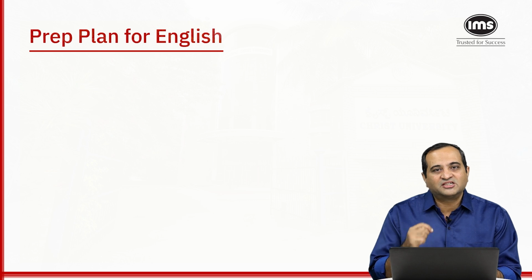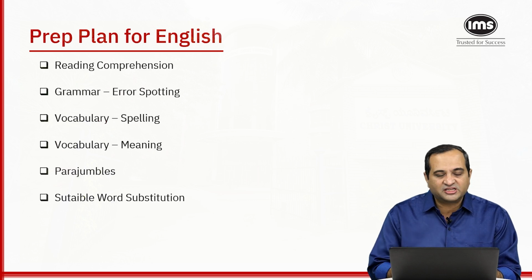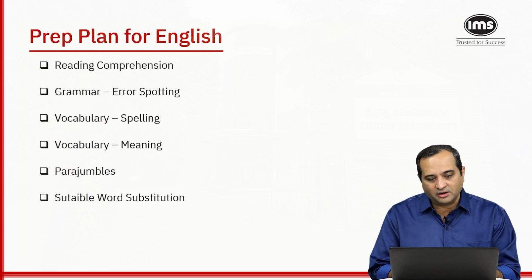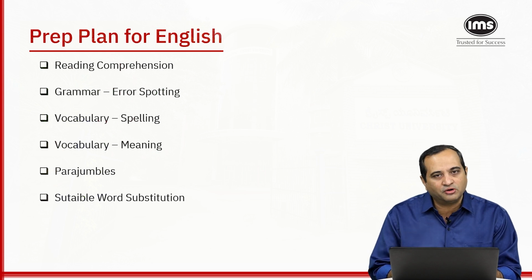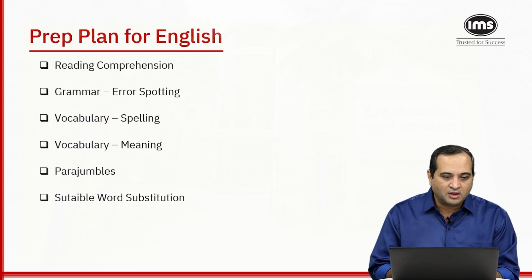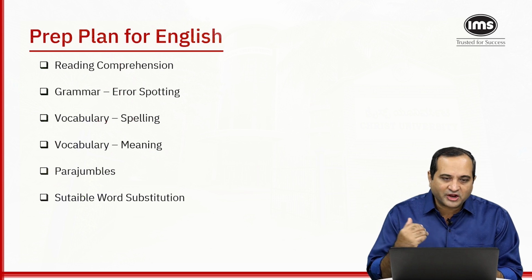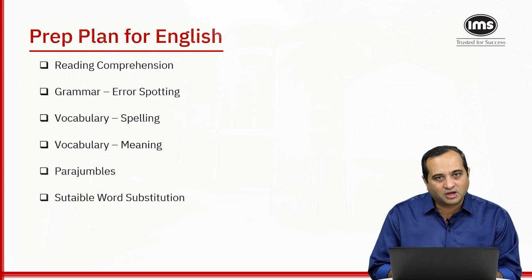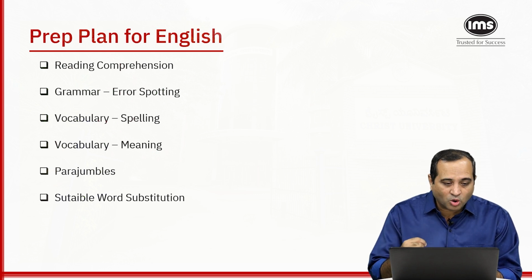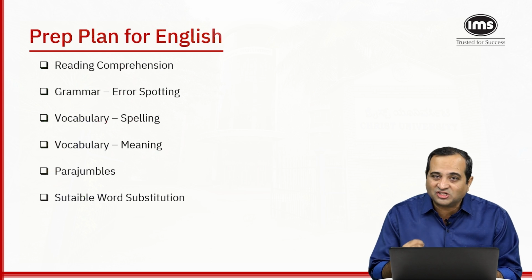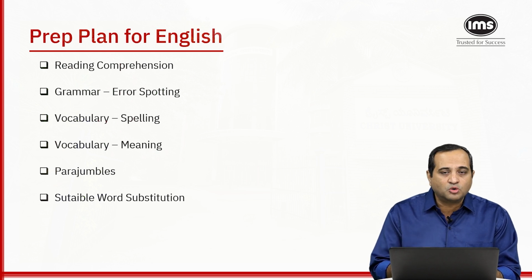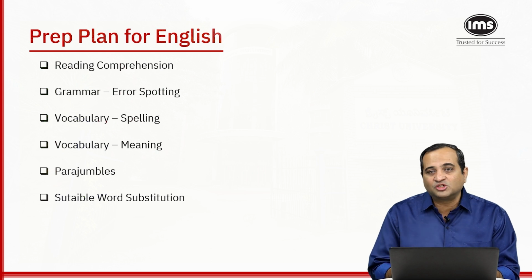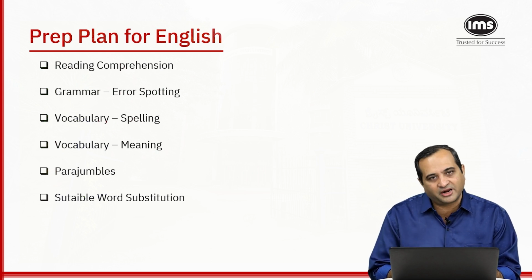Let's look at the English section now. If you look at the English section, these are the areas that you get. You get a question on reading comprehension. Mostly there is one paragraph or one comprehension that you get, based on which there will be either 4 or 5 questions. You get questions based on grammar, vocabulary, parajumbles, and word substitutions in a given sentence. So these are the areas which are majorly tested in Christ.